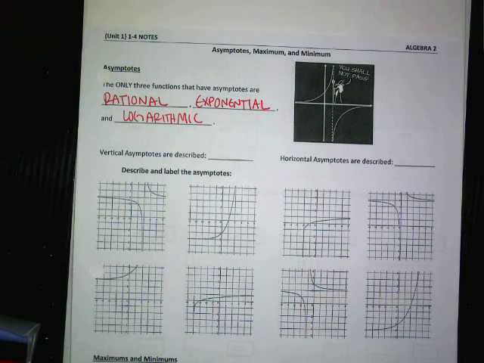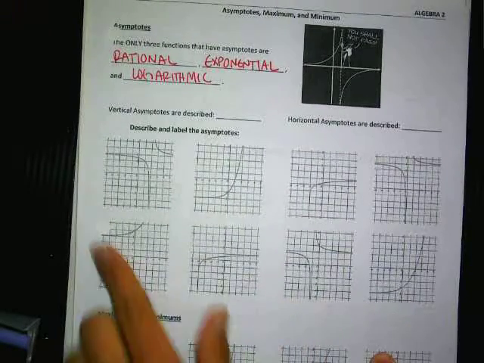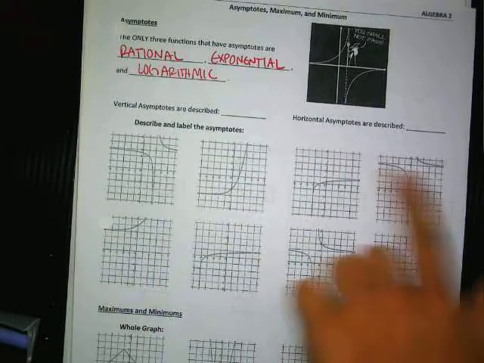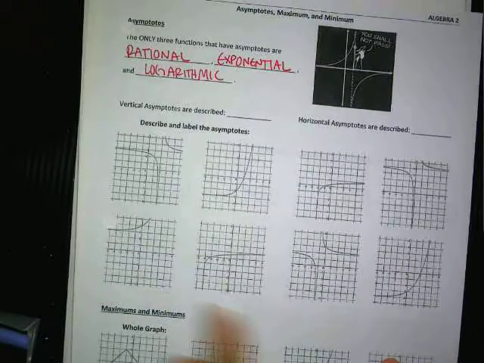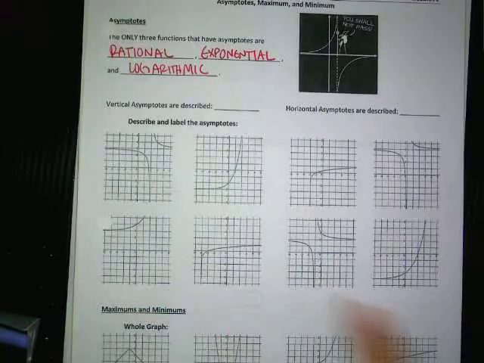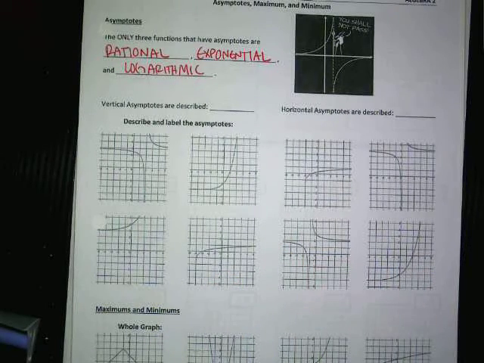Alright, so rational, exponentials, and logs are the 3 graphs that are having asymptotes. None of the other graphs have asymptotes. And if you look at the graphs here that I have, they all kind of look like those banana type shapes, right? So that's what you're going to be seeing when you have the asymptotes. But bananas don't have asymptotes. They don't.